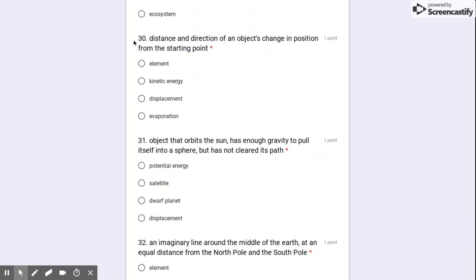Number 30. Distance and direction of an object's change in position from the starting point. Element, kinetic energy, displacement, evaporation.